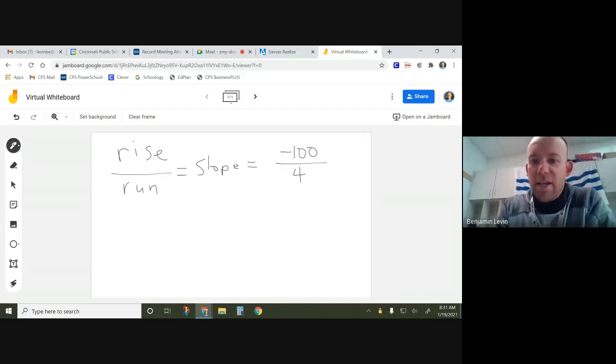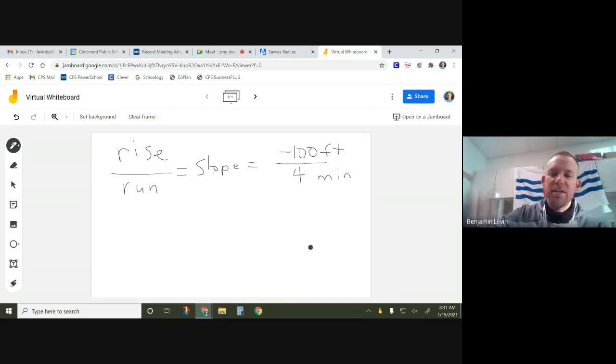And again, this is the same as unit rate, right? It went down 100 feet in 4 minutes. So the slope is literally telling us the unit rate of the submarine. How fast is it going down?